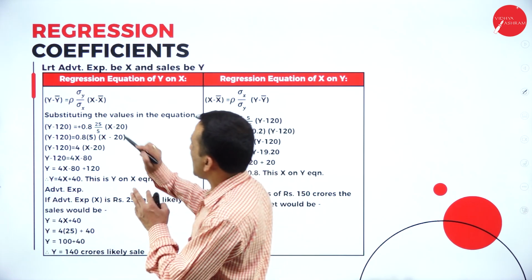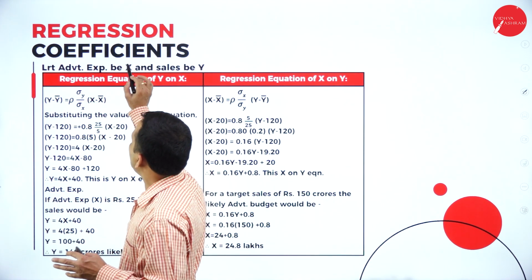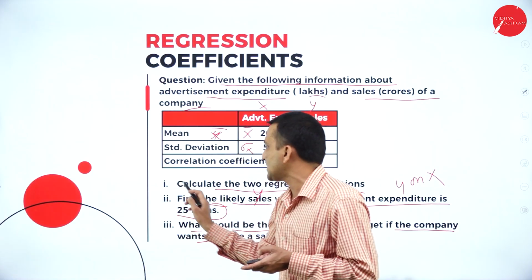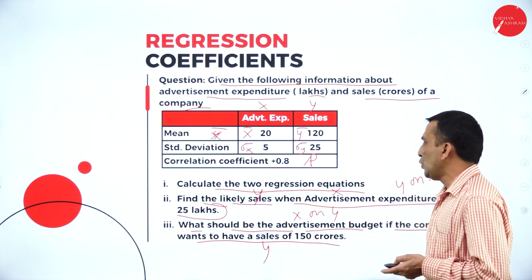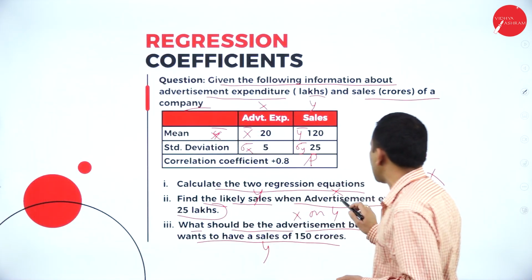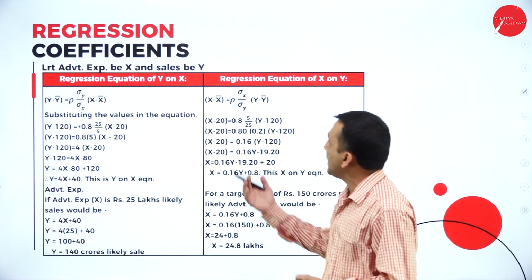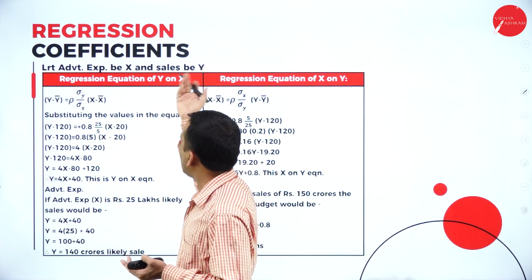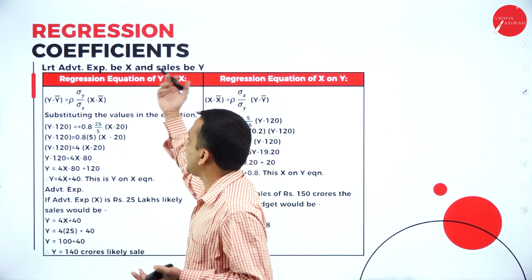Just as I have specified, let advertisement be x and sales be y. There are two regressions. The first question asks us to calculate the two regression equations. So first y on x, or you can calculate x on y first. There is no fixed procedure, so you can calculate either equation first or second.